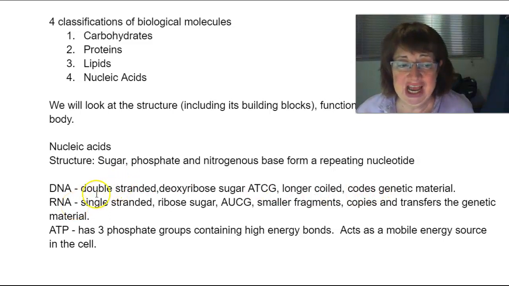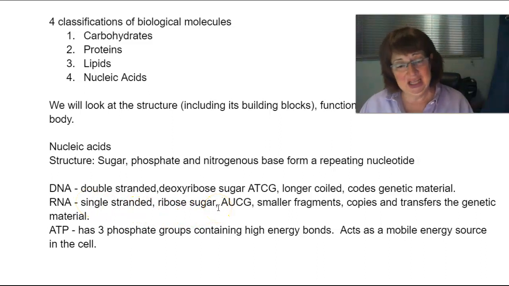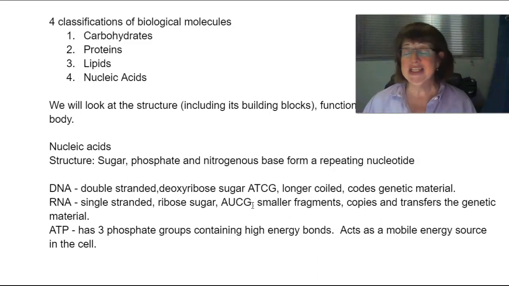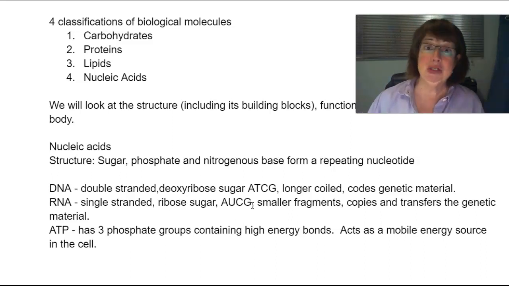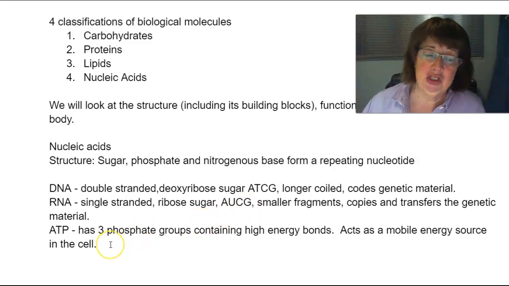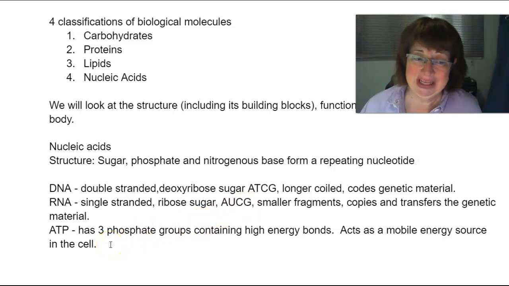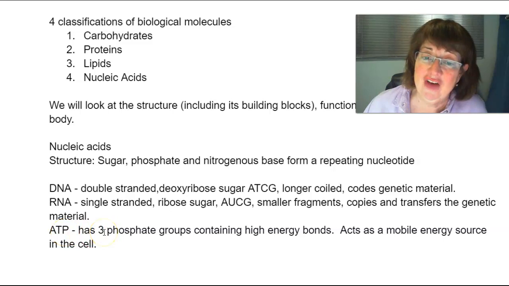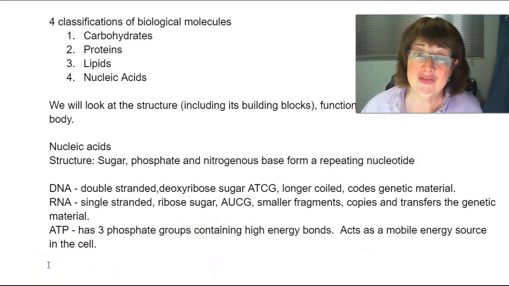Unlike RNA, which has ribose sugar in it, and it is only single strand. It has A, U, G, and C. It's in smaller fragments, and it is responsible for copying and transferring the genetic material to the cytoplasm so that you can make proteins. Then the third molecule we looked at is also a nucleic acid, and this one has adenine as its nitrogen base, and it has 3 phosphate groups on it, and it's these 3 phosphate groups that contain the high energy bond that acts as the energy molecule for the cell.